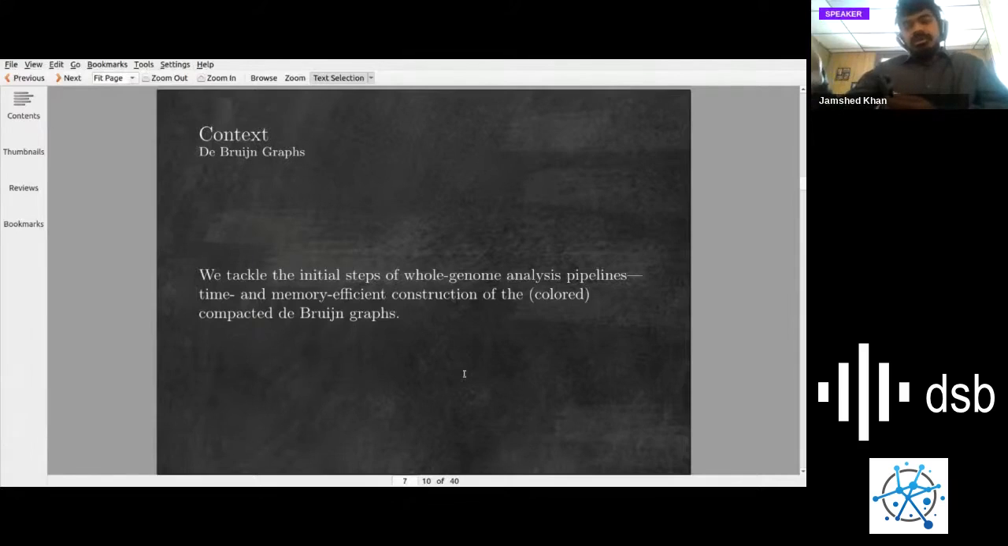Introducing de Bruijn graphs in whole genome analysis pipelines highlights a set of different algorithmic challenges. For example, how do you construct this de Bruijn graph? How do you efficiently represent de Bruijn graphs in memory? How do you build efficient indices on these graphs? How do you align reads using these indices to the graph? So for these pipelines, in this work, we intend to tackle the initial step, that is, how do you build the colored compacted de Bruijn graph in a time and memory efficient manner?